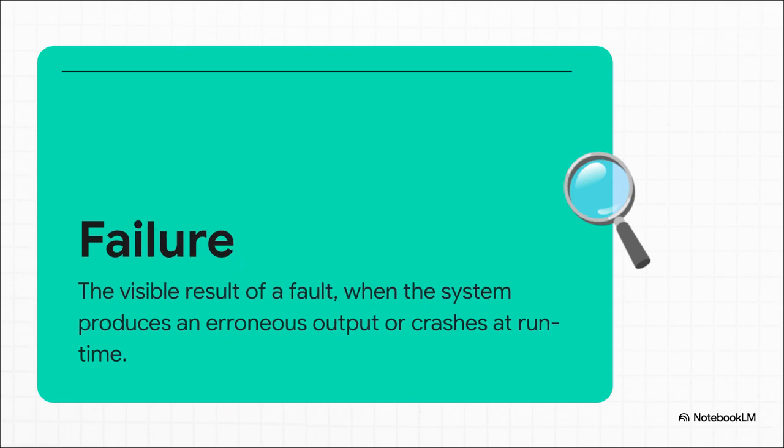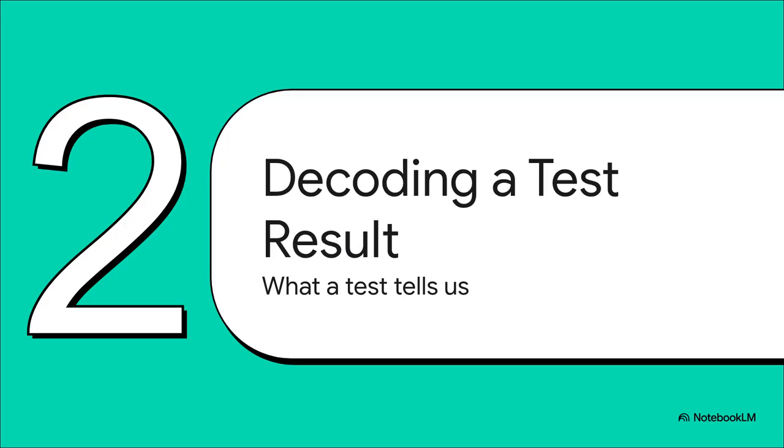And that fault can eventually cause a failure. That's the part we, the users, actually see. The app crashes, a button doesn't work, it gives you the wrong number. So just remember that chain. A human error leads to a fault, which causes a failure. Okay, so we've got the lingo down.